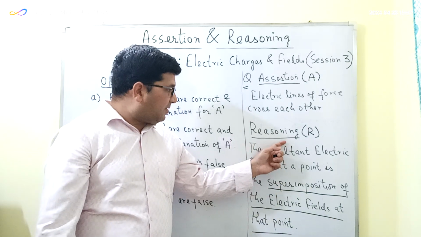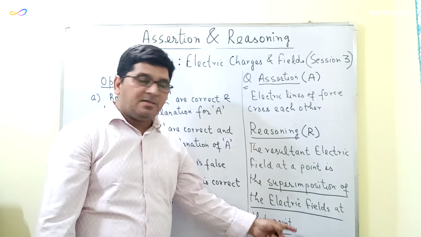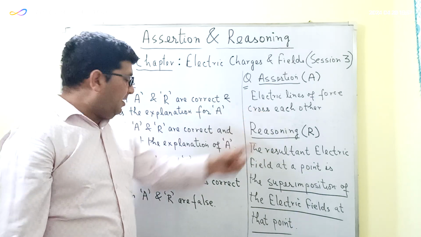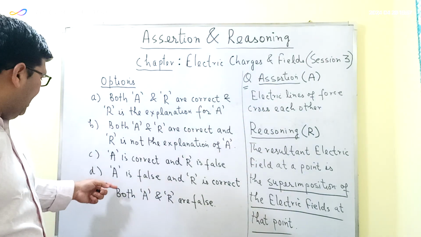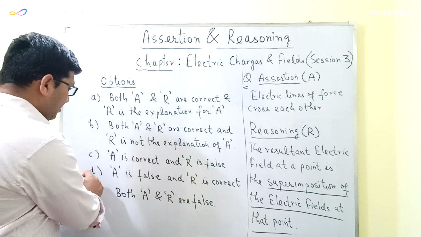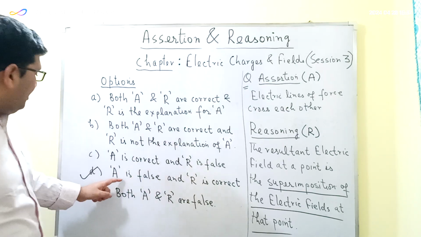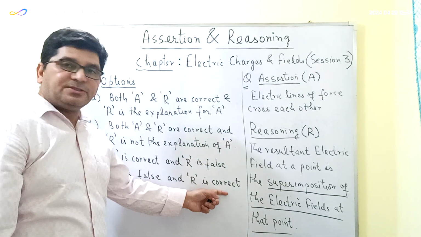So this reasoning is correct, the assertion is wrong, and so here our correct option will be D. Here the assertion is wrong and the reasoning is correct.